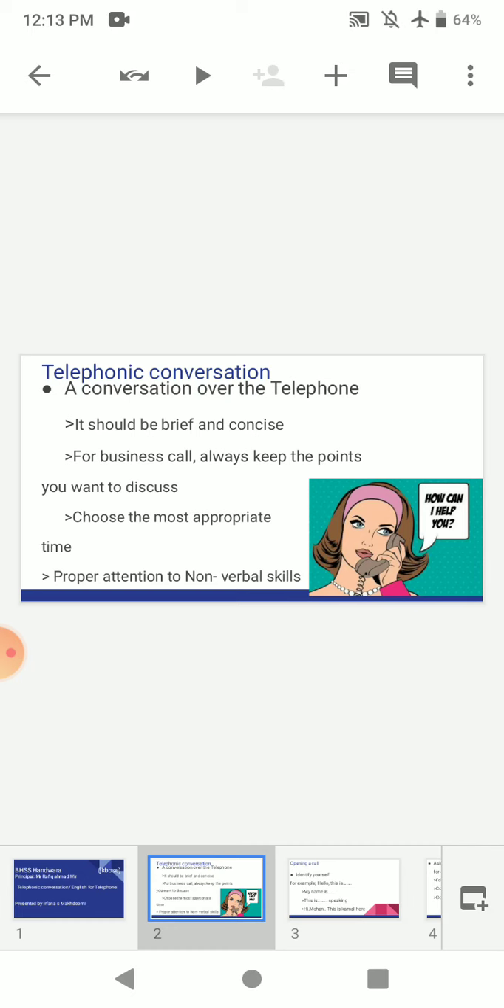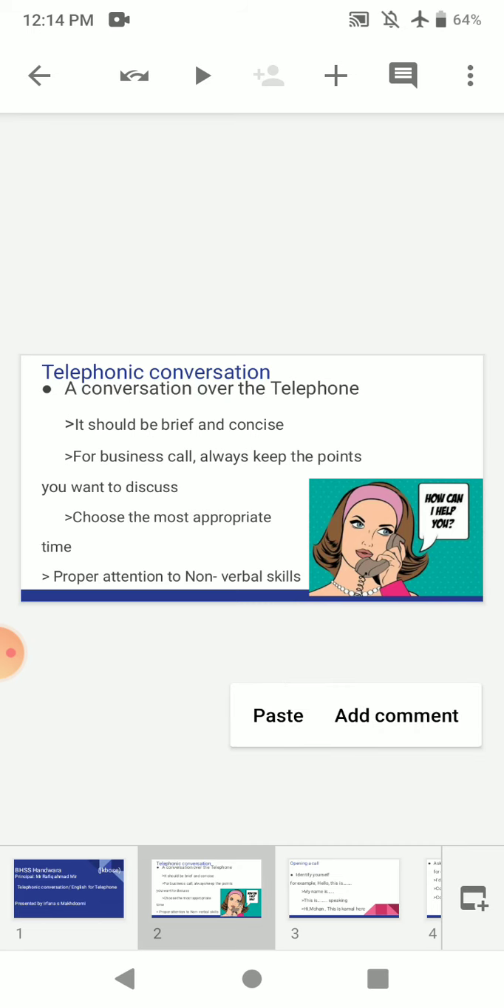So here comes the first slide. A conversation over the telephone should be brief and concise. So keep in mind the purpose, the reason for calling the other person, and frame your conversation. Develop a conversation that is based on that very purpose.